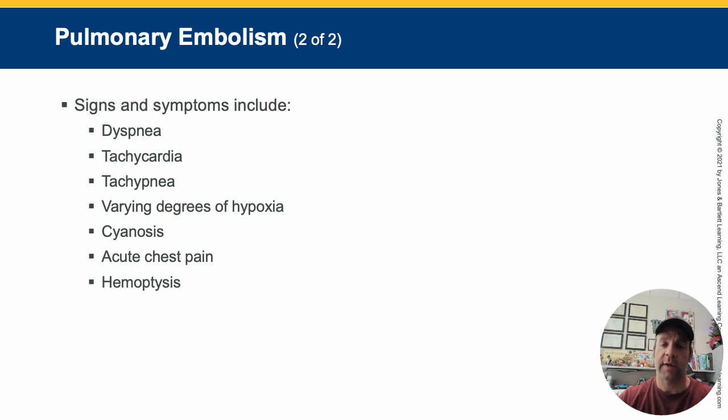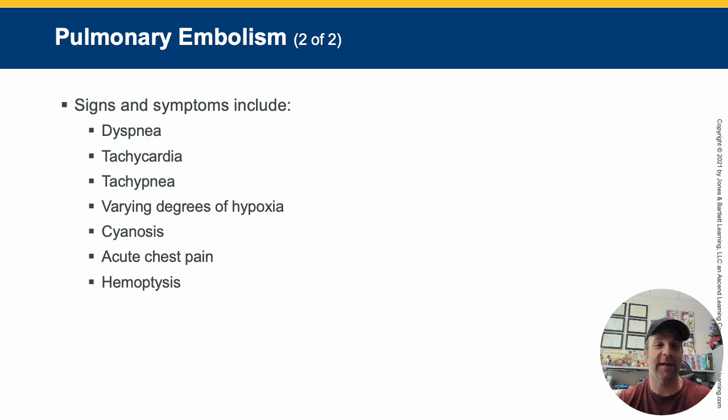Now, again, recognizing the signs and symptoms of a pulmonary embolism is of the utmost importance, okay? Because really these patients can deteriorate rapidly. Key symptoms include, again, sudden onset of shortness of breath, tachypnea, so that's just rapid breathing, tachycardia.